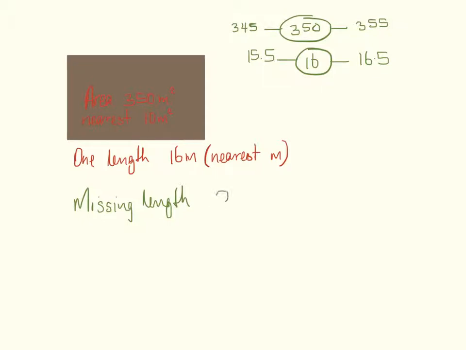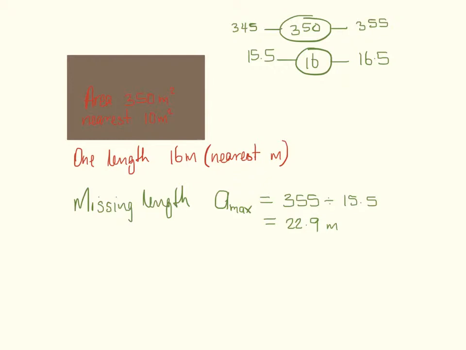I'm going to call that missing length A, and I'm going to find the maximum, so A max I'm going to call it. Now you remember our table I asked you to copy? In this case we need to divide. And so if we want to maximize our value, then we need to divide a maximum by a minimum. So we need the maximum area, 355, and we need to divide the minimum length of 15.5, and that will give us our maximum value. And this maximum value is 22.9 meters. Okay, so that's the maximum.